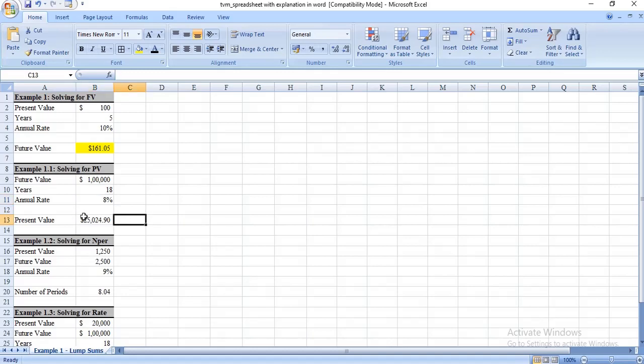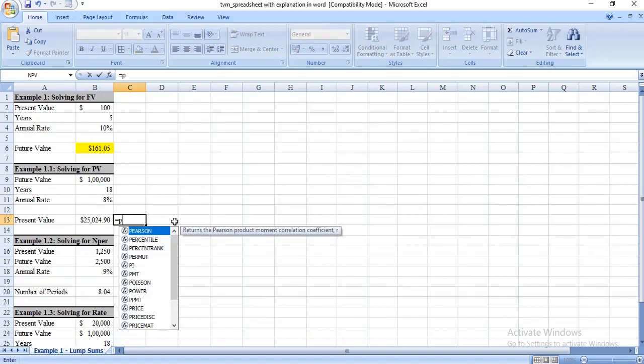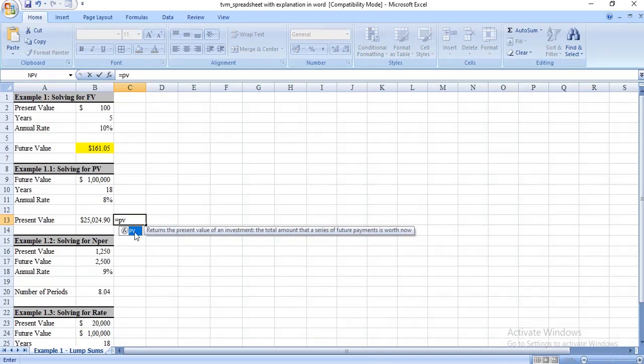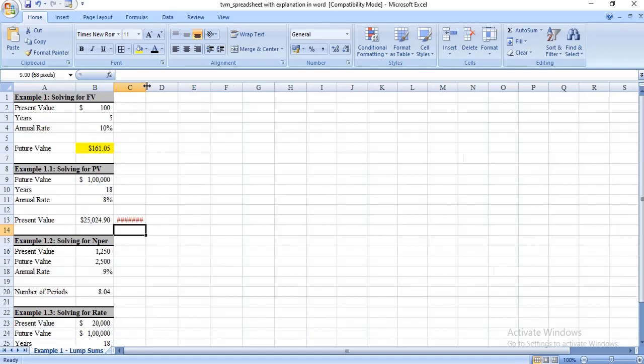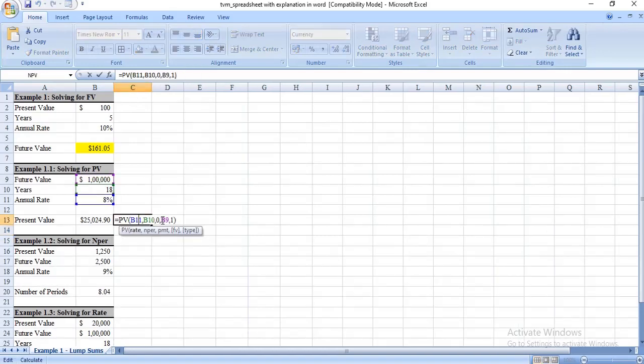For that you calculate the present value, that is nothing but PV. Put the PV formula, equals PV, then the rate, then NPER is 18. Then PMT is 0. Then FV, what you want after 18 years, that is $1 lakh, right? And type is 1. So you have to invest now.